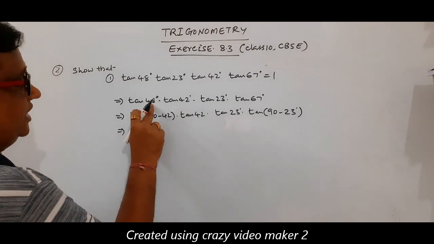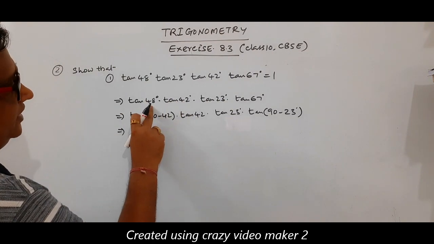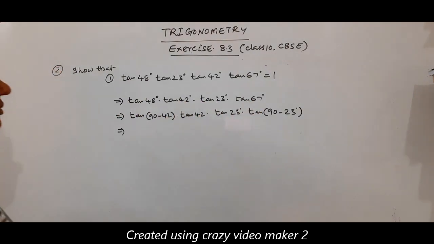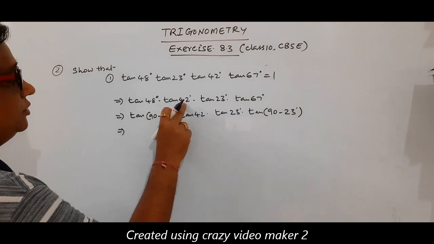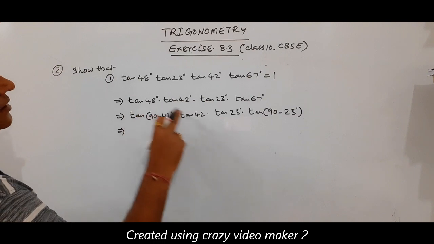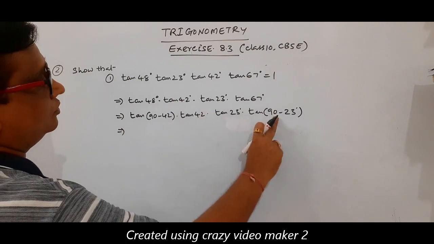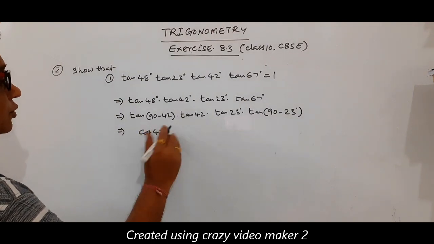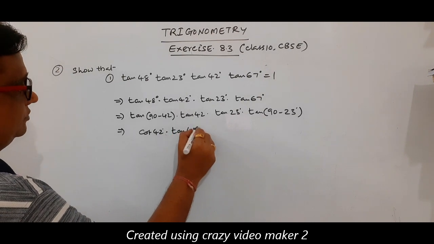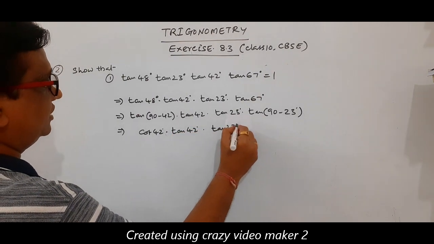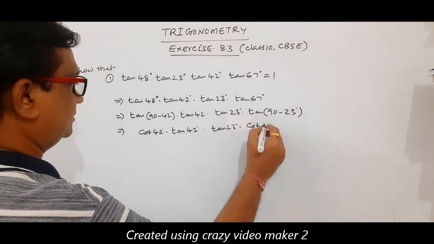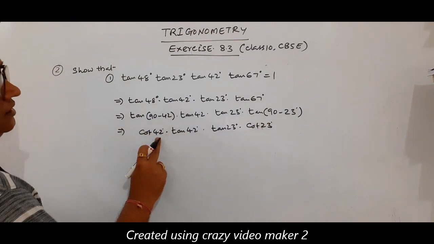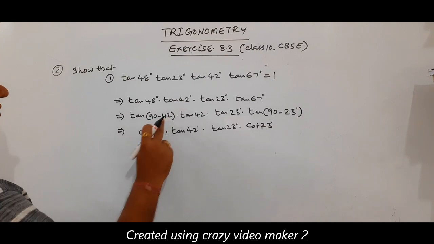Once again, 48 and 42 are complementary angles, because 48 plus 42 is 90, and 23 and 67 are complementary. So I am going to take 42 as A, so this one is 90 minus A. I wrote this one as 90 minus A. So this is cot 42 into tan 42, tan 23 into cot 23, because tan(90 minus A) is cot A. Okay.